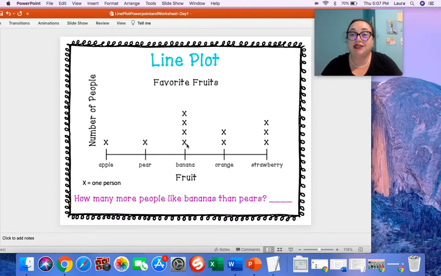That would be the difference, right? I could just go 1, 2, 3. If I had to create an equation, I would write 4 minus 1 equals 3. So we can say 3 more people like bananas than pears.